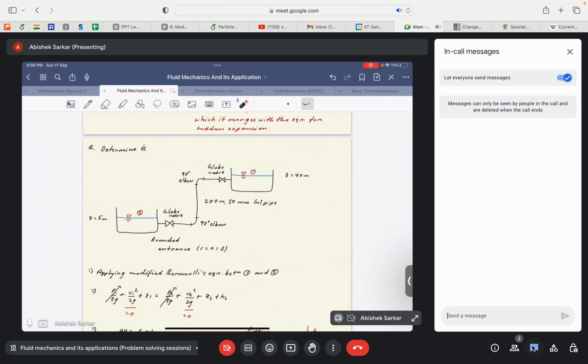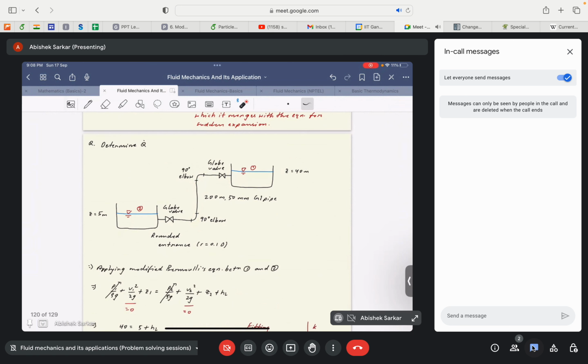Okay, so it is told that the fluid is being transferred from a higher elevation to a lower elevation by the help of a piping network, which has 2 globe valves and 2 90-degree elbows, right? And since the flow enters a pipe, there must be a loss at this point, and again as it exits the reservoir and enters the pipe, and then exits the pipe from this point, there must be losses at these points also. So we need to consider these losses as well, right?